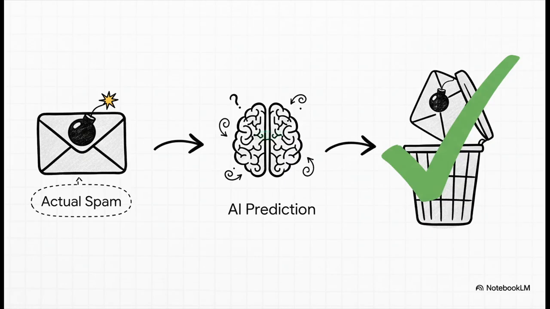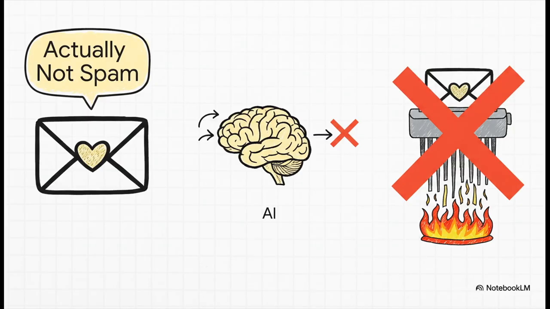First up, the perfect scenario. The model sees a spam email, it correctly calls it spam, and boom, it gets sent right to the spam folder where it belongs. That's a true positive. We wanted it to happen, and it did. A perfect catch.